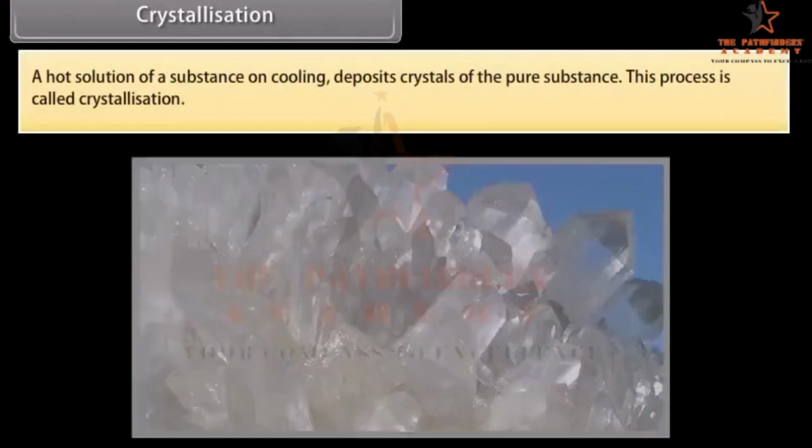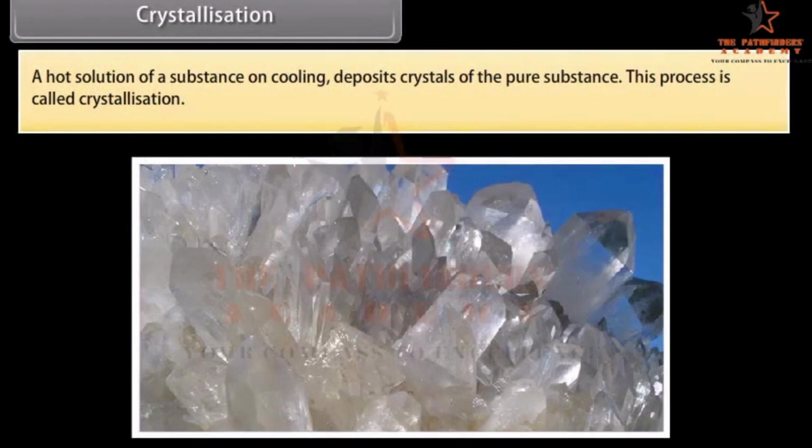Crystallization. A hot solution of a substance on cooling deposits crystals of the pure substance. This process is called crystallization.